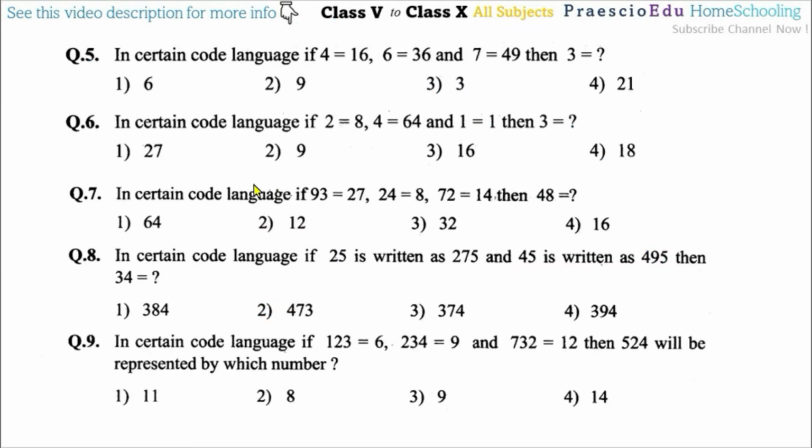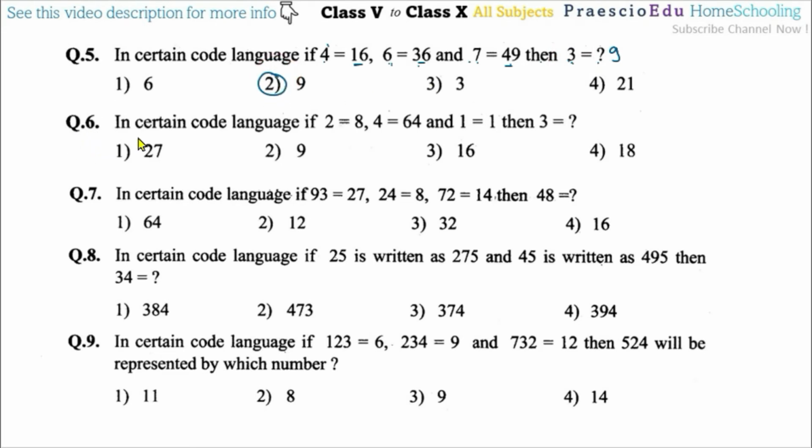Question number 5, in a certain code language, if 4 is equal to 16, 6 is equal to 36, 7 is equal to 49, then 3 is equal to how much? So if you see 4, if you make the square of 4, we will get 16. Like this one, 6 squared is 36, 7 squared is 49, so 3 squared is equal to 9. So 9 means option number 2 is the correct one.